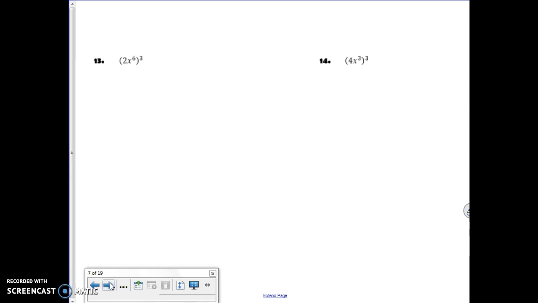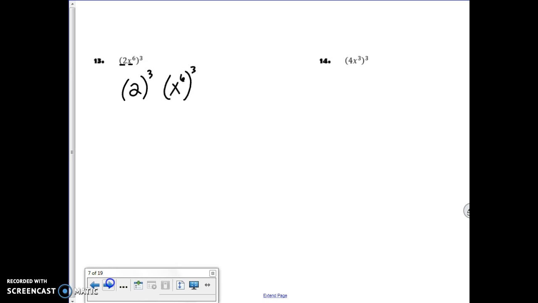All right, let's move on to something a little bit trickier. So I saw a lot of people make this mistake in the quiz, and you have to be very careful, because we have to treat these two things separately. So I'm not just going to deal with the x, I also have to deal with the 2. So what this is saying is you're taking 2 to the 3rd, but you're also taking x to the 6th to the 3rd. I'm breaking that into 2 separate pieces.